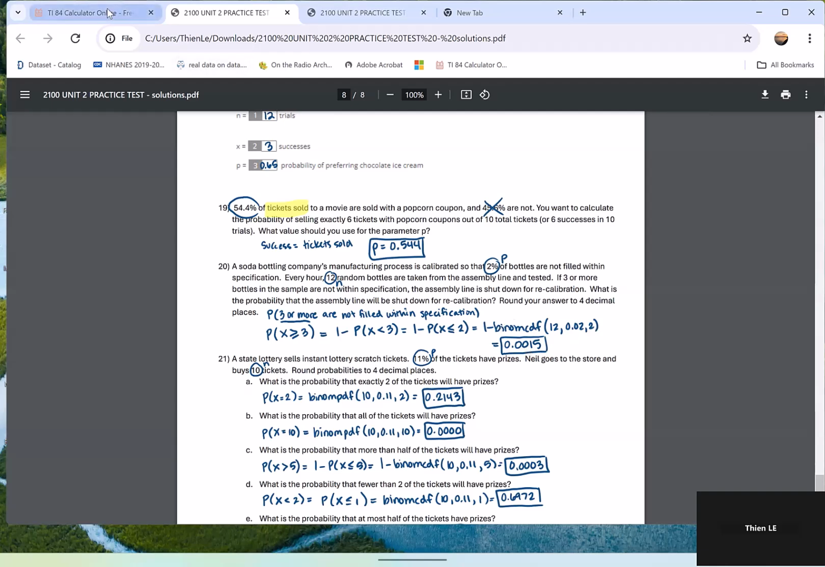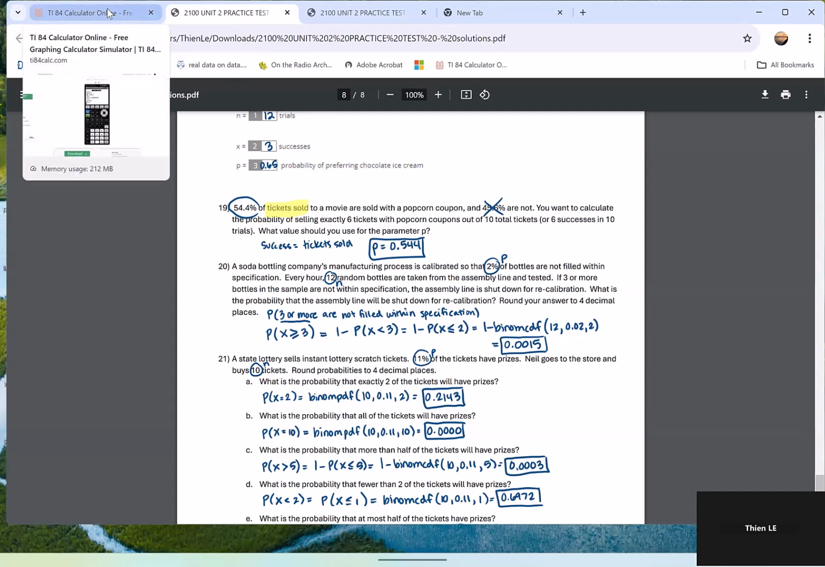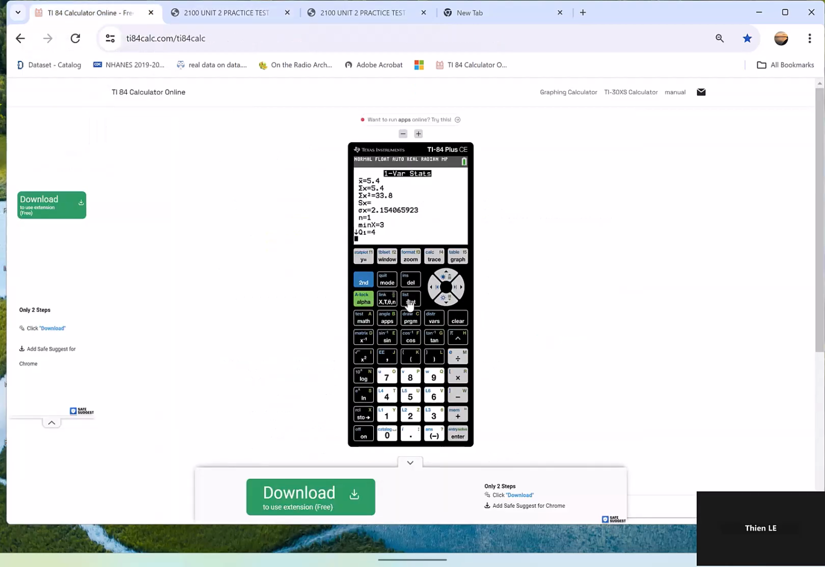So let me show you how you do that with your TI calculator. 1 subtract binomcdf of 12, 0.02 and 2. So you start here. I think you press second, then distribution here.